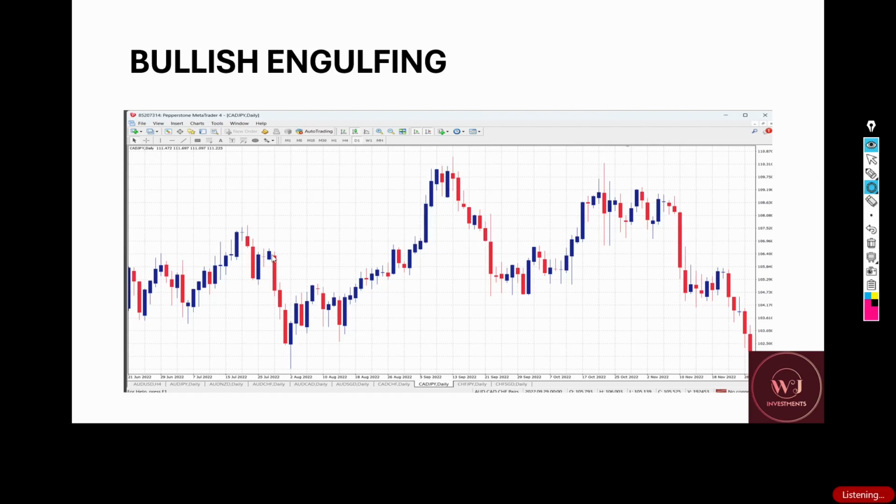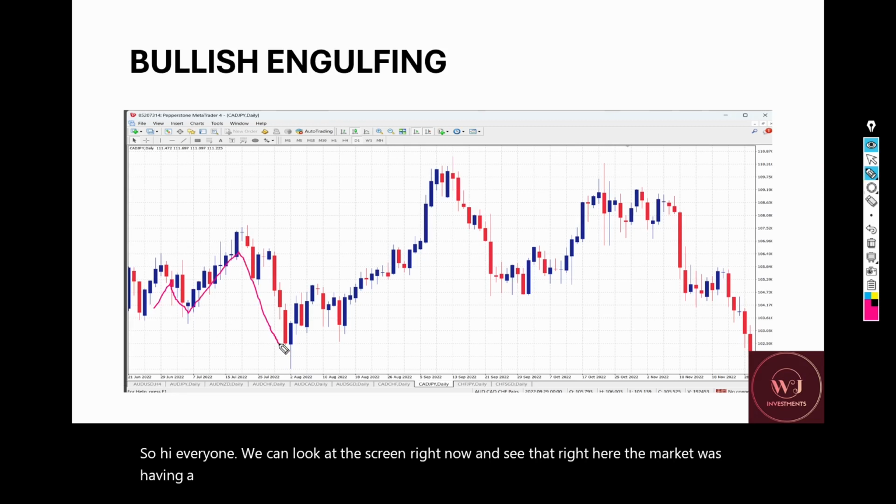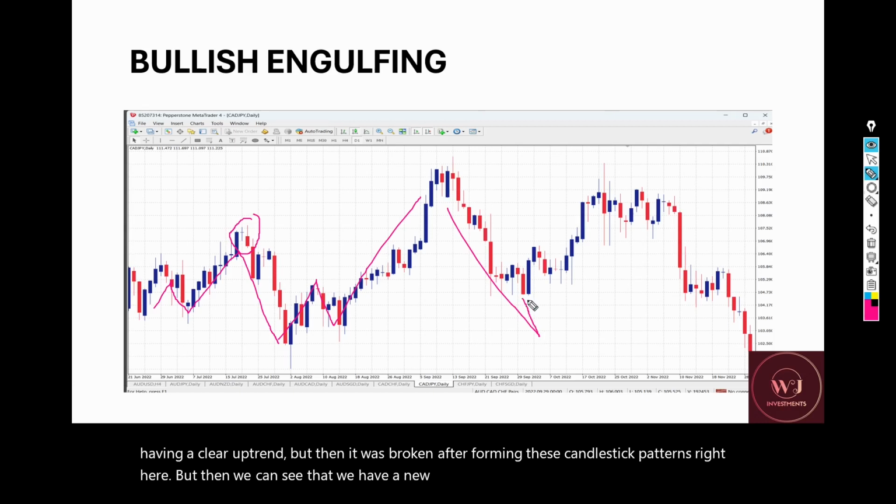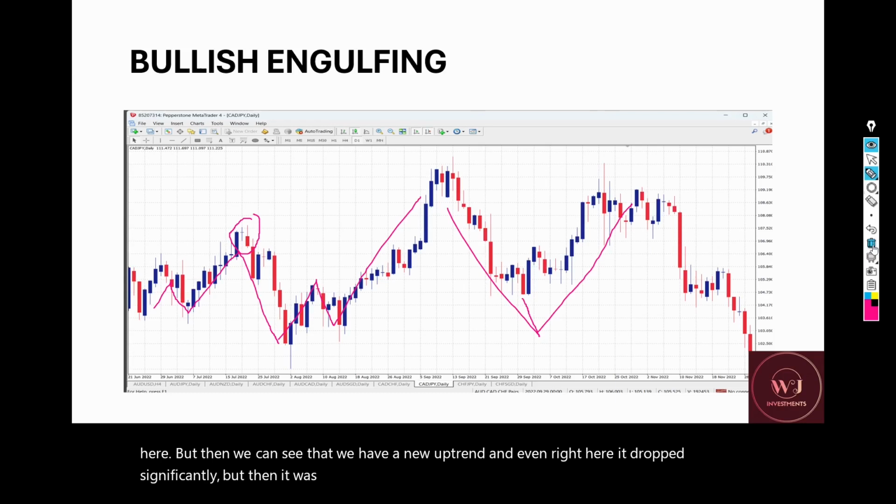So hi everyone, we can look at the screen right now and see that right here, the market was having a clear uptrend, but then it was broken after forming these candlestick patterns right here. But then we can see that we have a new uptrend. And even right here, it dropped significantly, but then it was picked up by a new uptrend.